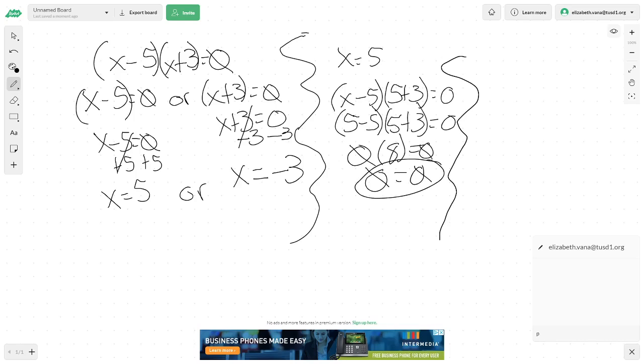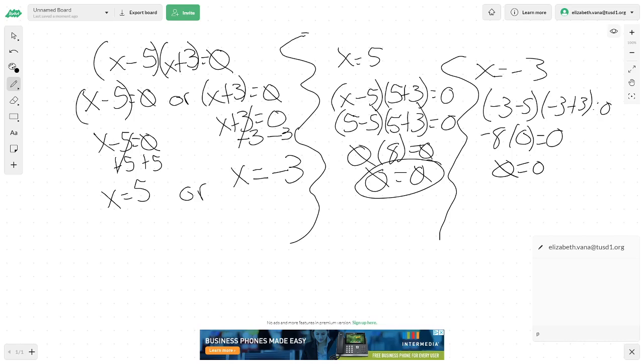And then if we wanted to check x equals negative 3: negative 3 minus 5 is negative 8, and negative 3 plus 3 is 0, so negative 8 times 0 equals 0. Again, we get 0 equals 0. So those were the correct answers. Either one of those would make our solution 0.